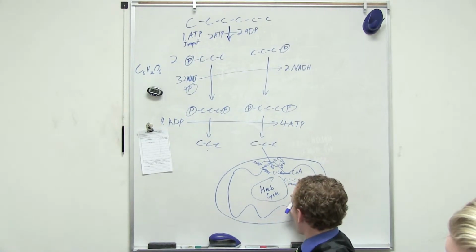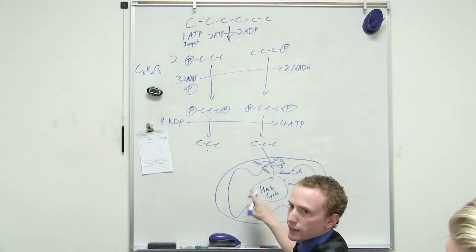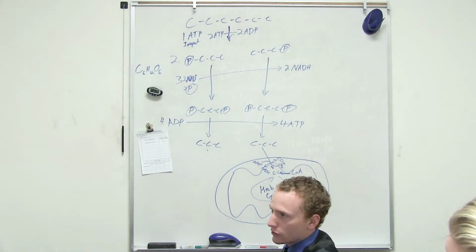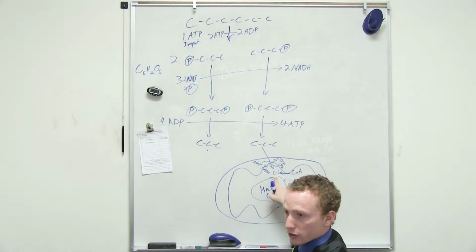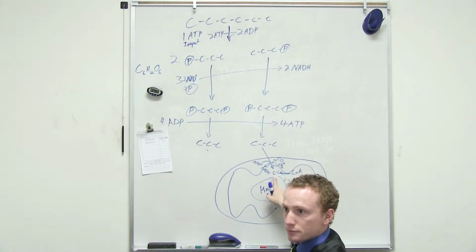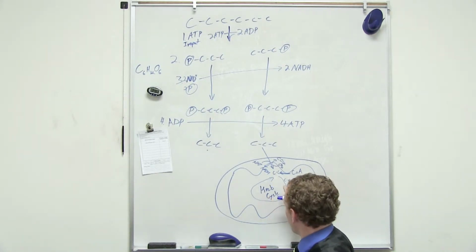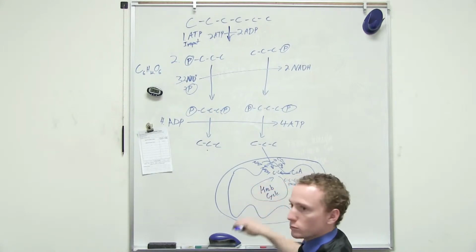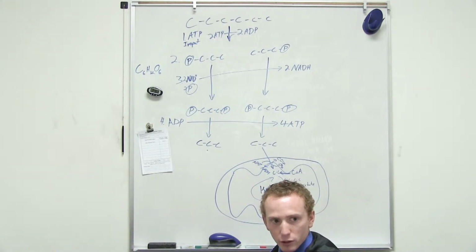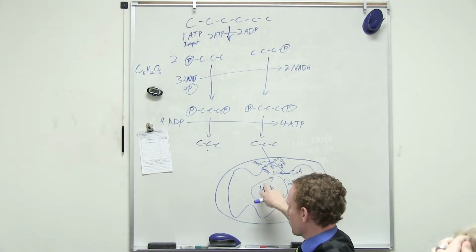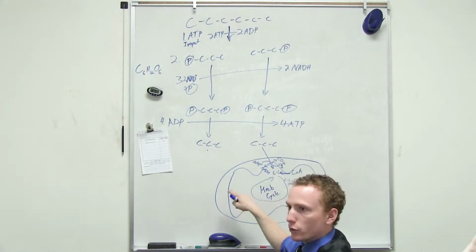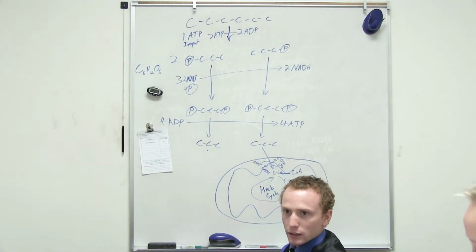So oxaloacetate is a 4-carbon chain, and it's going around the Krebs cycle all the time. It attaches to the 2-carbon acetyl-CoA, and it's going to take it all the way through. We're going to use up the 2 carbons from the acetyl-CoA, and we're going to be left with the oxaloacetate at the end, which is going to grab another acetyl-CoA, go through it again, and just keep going. Does that make sense?